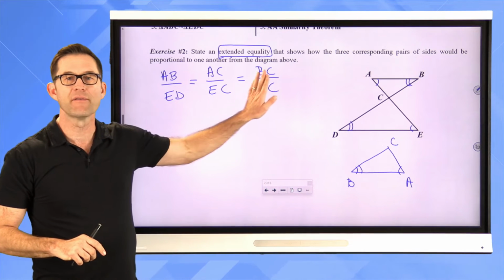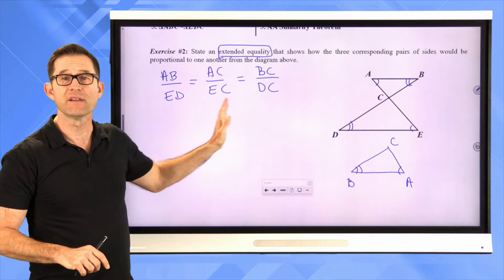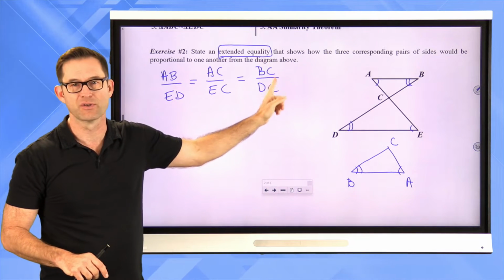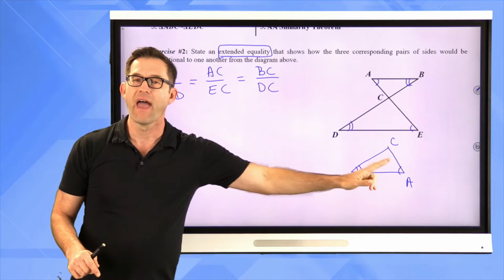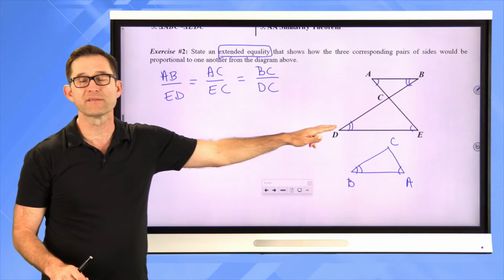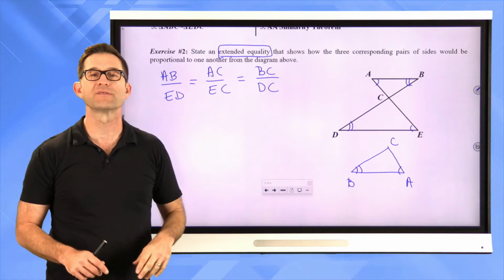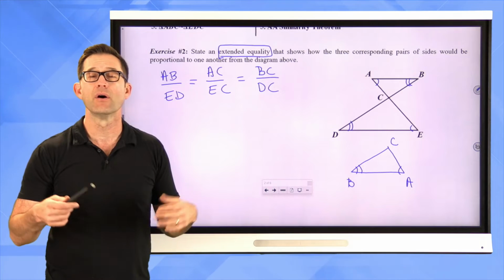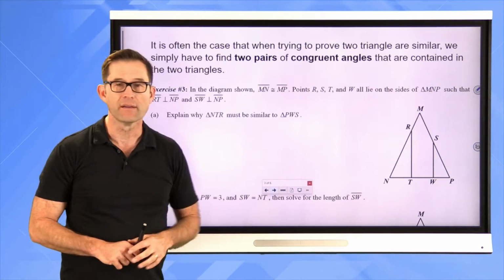So most of the time, if I just say write down an equality, I'm talking about writing something like that down. This is an extended equality, which means this ratio is equal to this ratio, which is equal to this ratio, which means this ratio is also equal to that ratio, etc., right? Any side length on the small triangle divided by the corresponding side length on the larger triangle has to be equal. That is what we mean when we say corresponding sides of similar triangles are proportional or in proportion. All right, let's keep going.